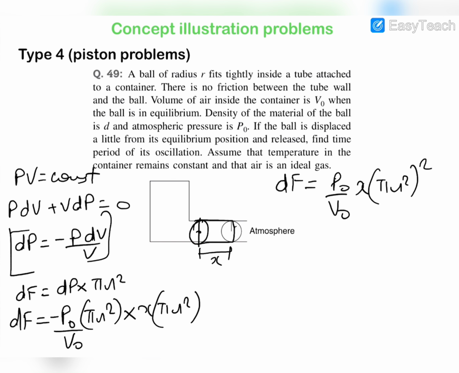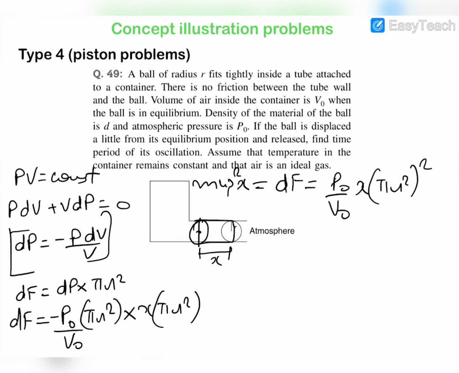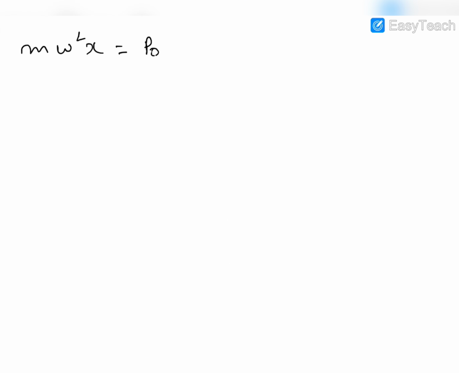This extra force is responsible for SHM of the ball, and therefore it is equal to m omega square x. Now m of the ball will be density times volume. Now let us use the next page. So m omega square x will be equal to P naught by V naught into x into pi square r to the power 4.